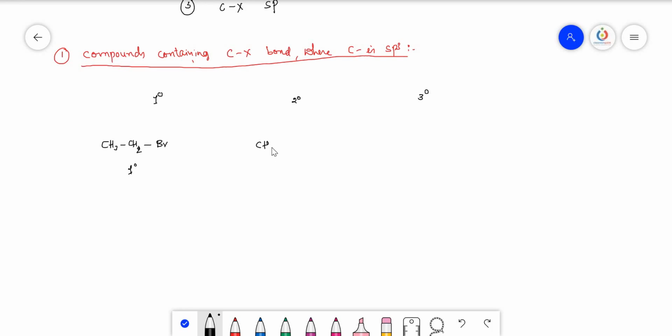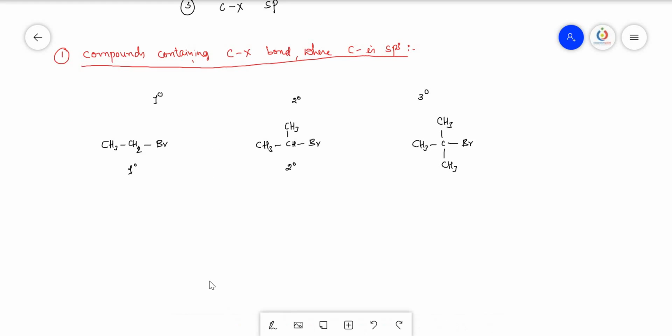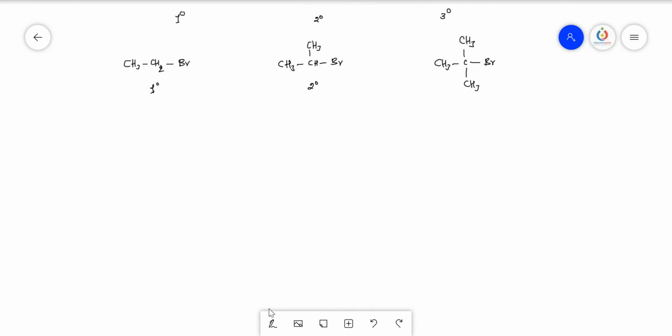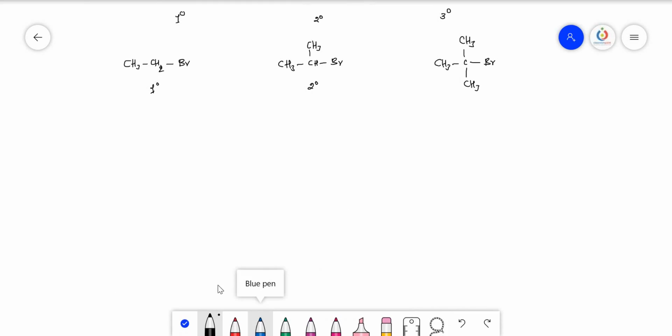In the secondary halogen compounds, the halogen atom is bonded to the secondary carbon. This is the secondary carbon, where the carbon is connected to two other carbon atoms. And in the tertiary halogen compounds, the halogen atom is bonded to the tertiary carbon atom. This is the tertiary carbon atom, where the carbon is bonded to three other carbon atoms. Apart from this, one more category is there that looks like an unsaturated compound, but still has an sp3 hybridized carbon atom.